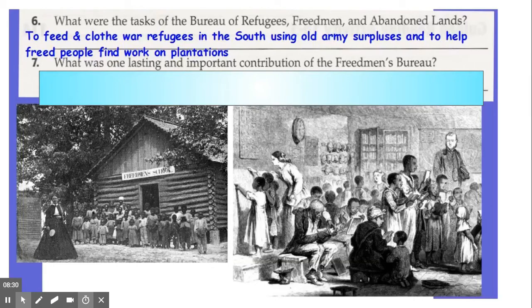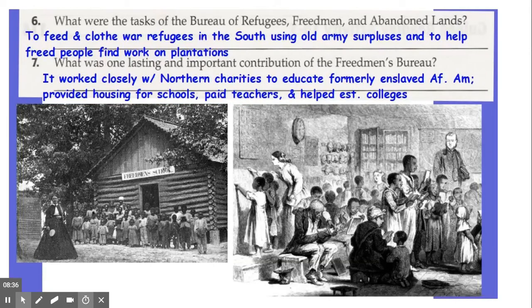Okay, number 7. One of the lasting and important contributions of the Freedmen's Bureau was that it worked closely with Northern charities to help educate formerly enslaved African Americans. It provided housing for schools, so we could find localities to start up a school. It paid teachers, and it also helped establish colleges.